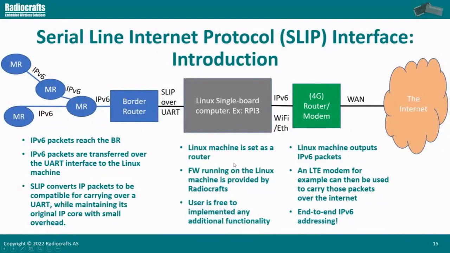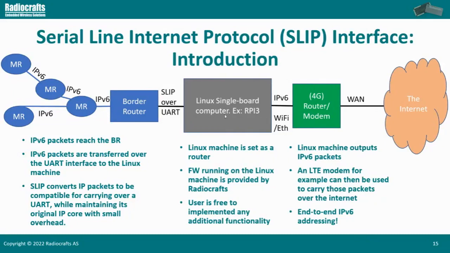So on our GitHub page, we provide that SLIP example. I'm sure some of you are already familiar with that. You can just take that firmware and run it on your Raspberry Pi, and voila, it works. And of course, as a user, you are free to add any more implementation you want on your Linux machine. It's yours. You can do whatever you want, but we recommend, of course, using our firmware since it's what we developed and it has been tested extensively and it works.